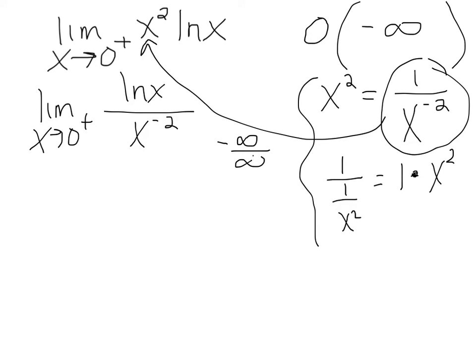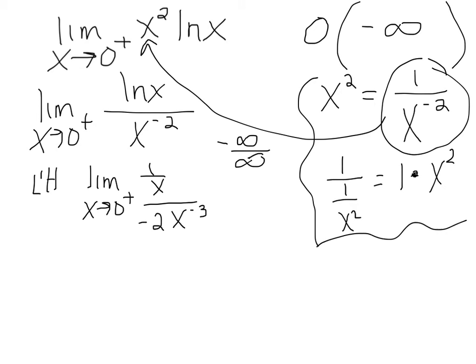So now that it's in one of our indeterminate forms, that's 0 over 0 or an infinity over an infinity, we can apply L'Hopital's rule. And when we apply L'Hopital's rule, we get the limit as x goes to 0 from the right of 1 over x over negative 2 x to the negative 3.